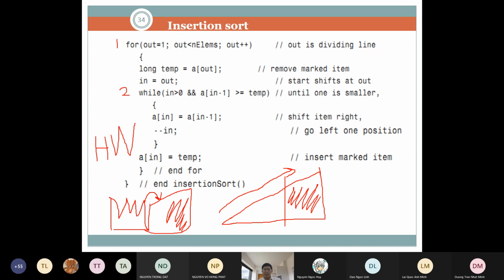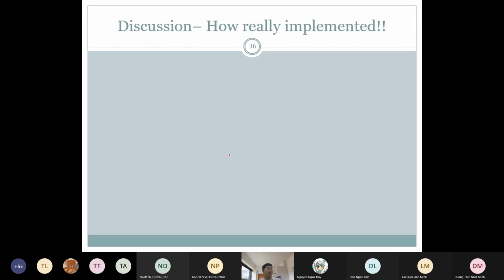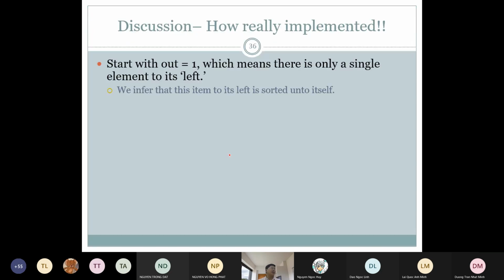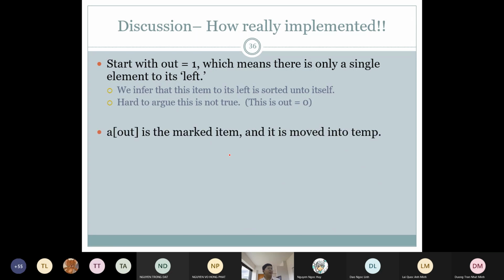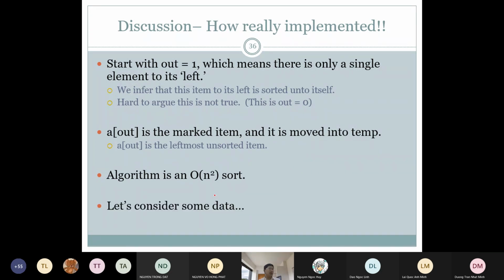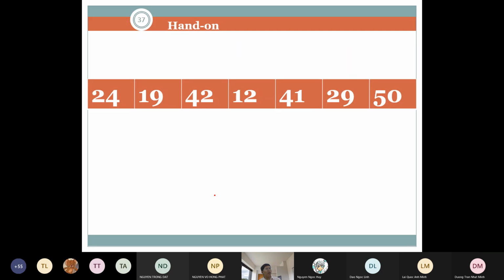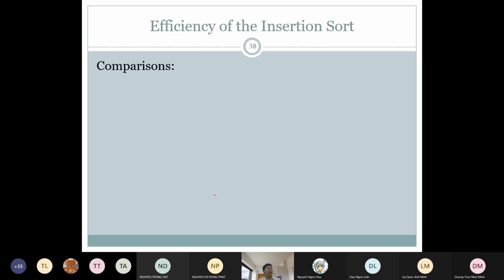Okay, that is my question. Otherwise, we can think. Yeah, we can start from 1, but it's not a big deal. The item is the leftmost unsorted item. The complexity is still O(n) square. Yeah, do it manually like this. Now the efficiency.